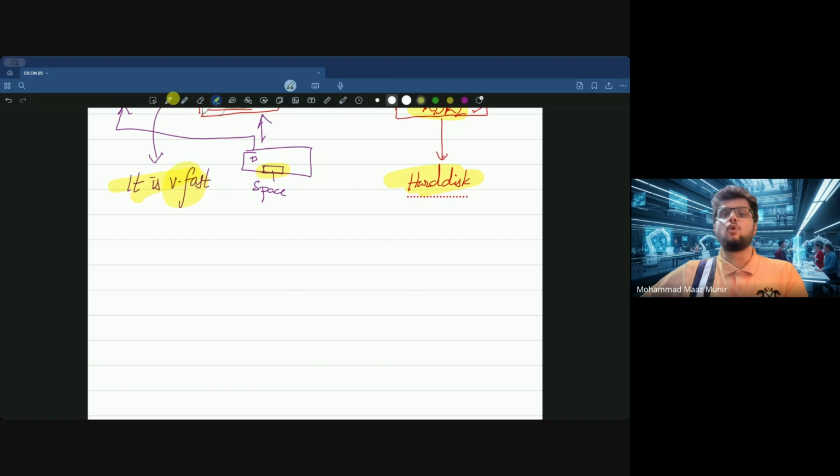Apart from that, RAM is volatile. What do I mean by volatile? Volatile is the exact word that you have to use in the exam.